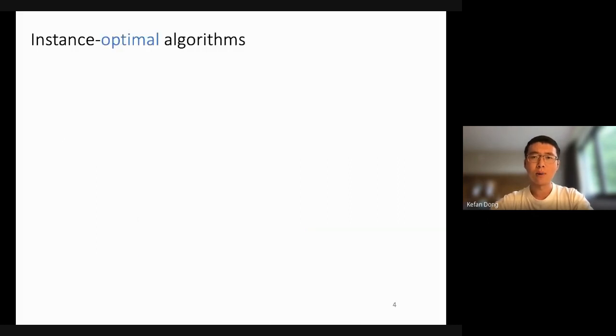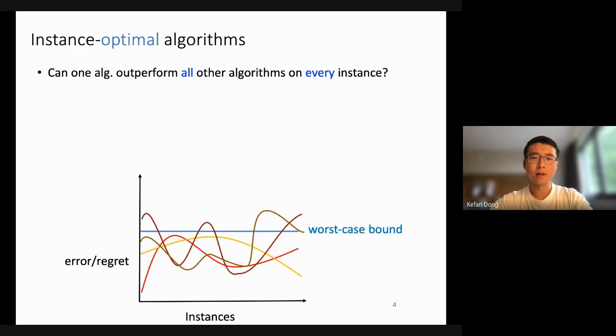Now, a way to get around this is to ask for a stronger guarantee for the algorithm, which is called instance-optimal algorithms. So we're interested in designing a single algorithm that can outperform all other algorithms on every instance. If we look at the visualization here, we have a lot of different instance-dependent algorithms. But if we can find an algorithm that is better than every one of them, then we're good.